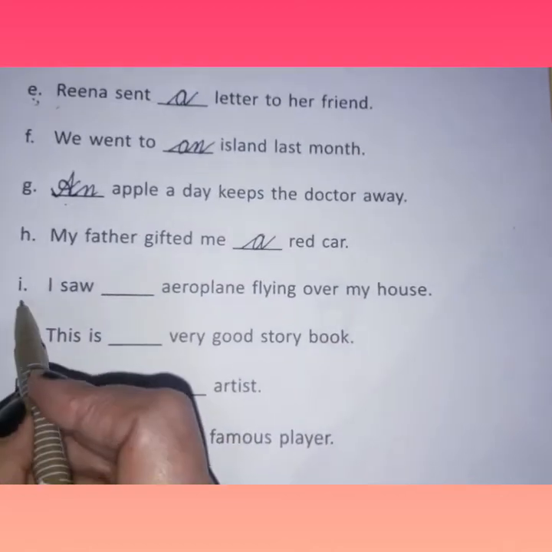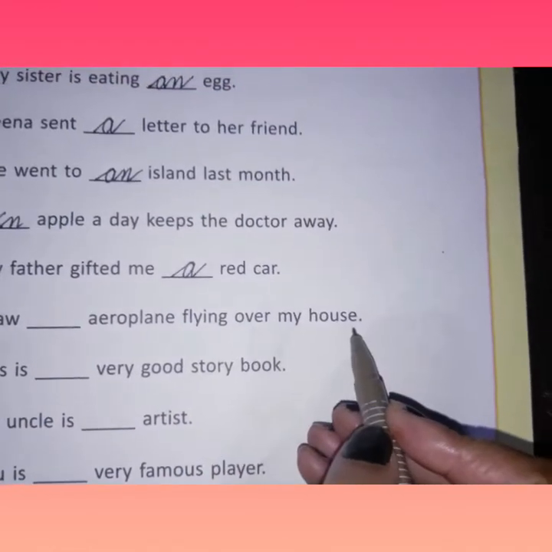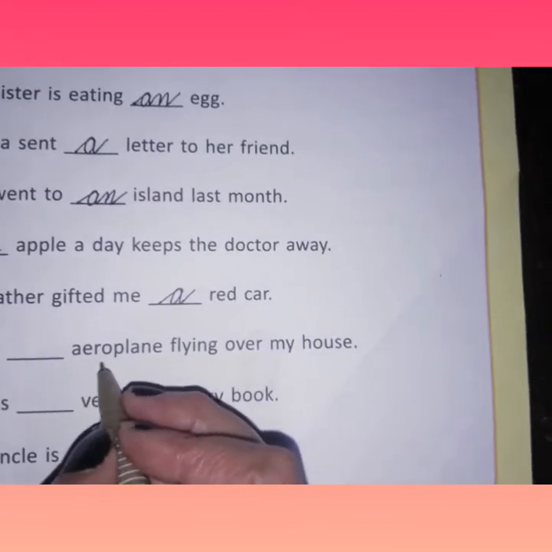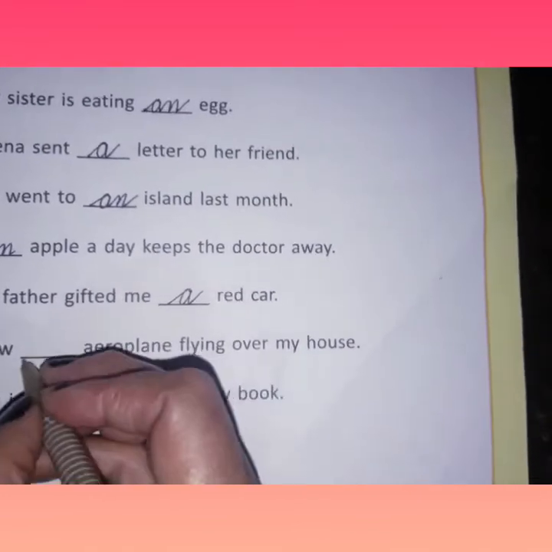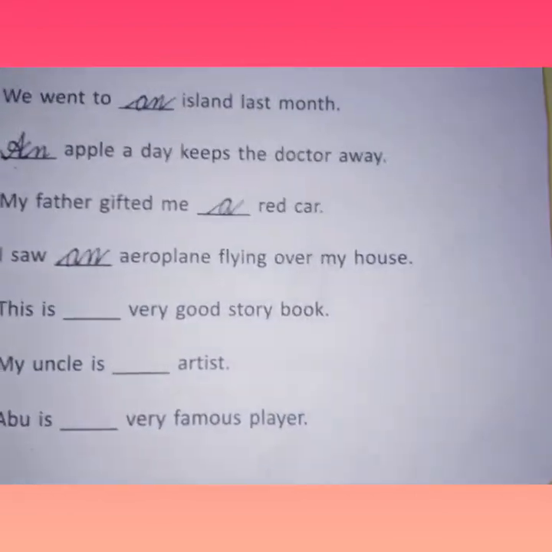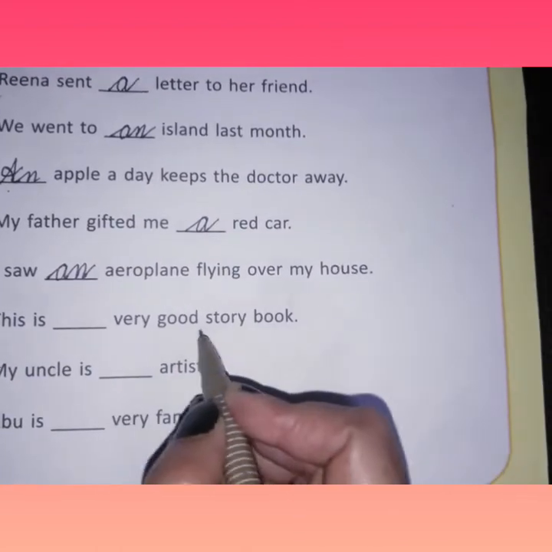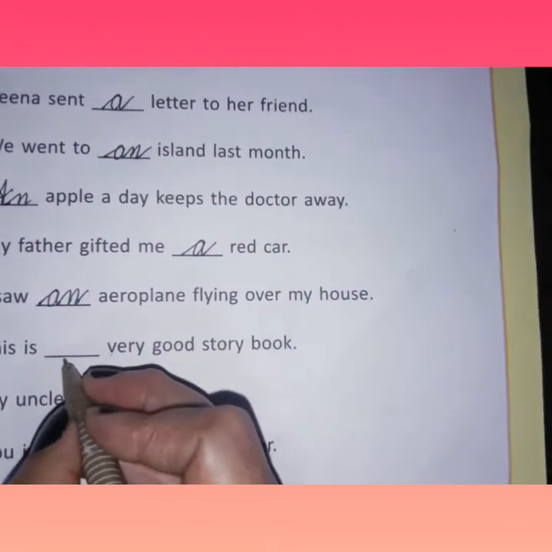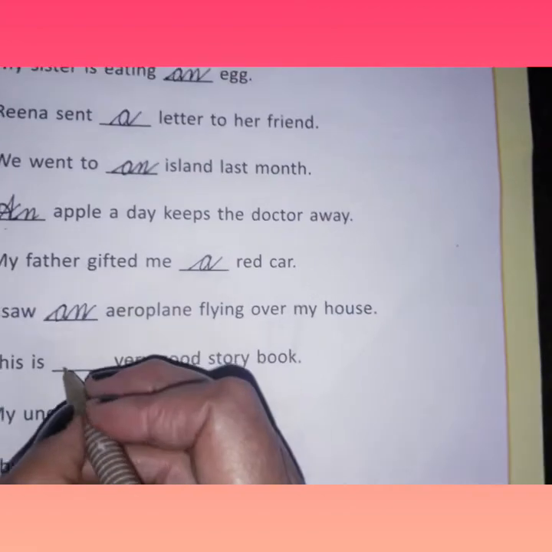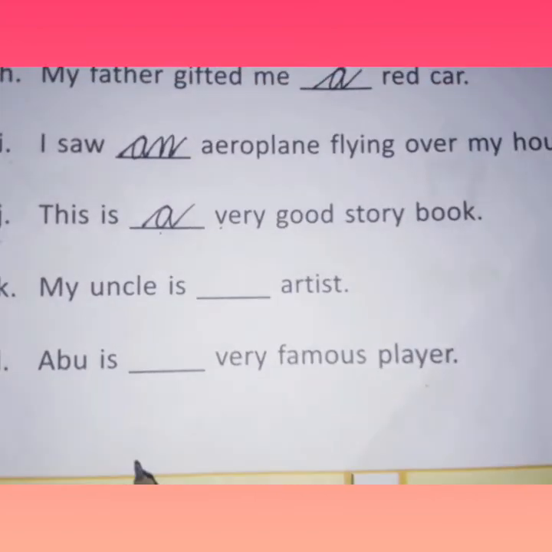Okay? See the next, I. I saw dash aeroplane flying over my house. So the word aeroplane starts with a vowel. A is a vowel, so we'll write here an. Article an. Okay? Now see the next, J. This is dash very good storybook. Before very, we will write A because V is a consonant. Fine? The sentence is, this is a very good storybook.